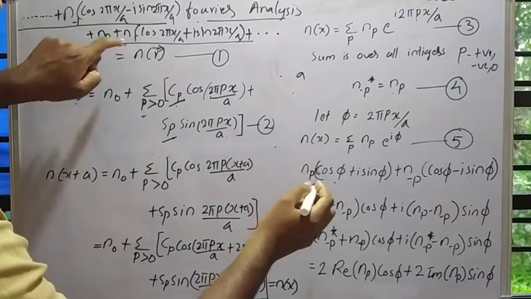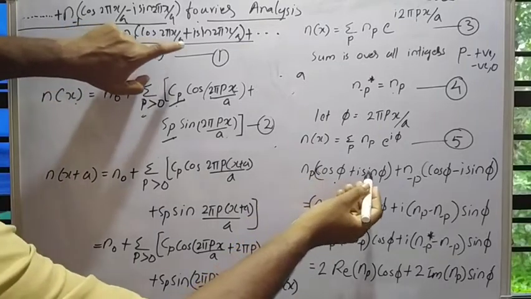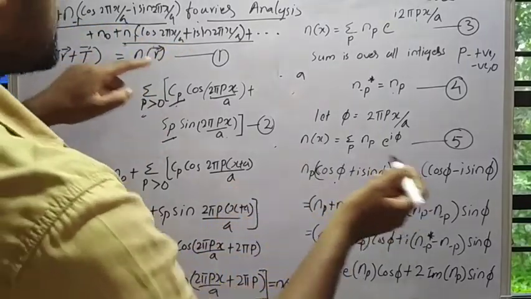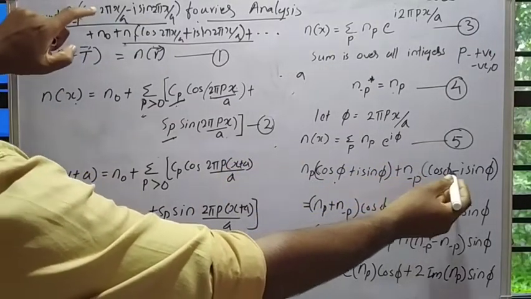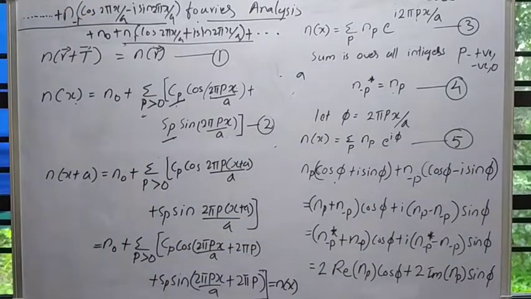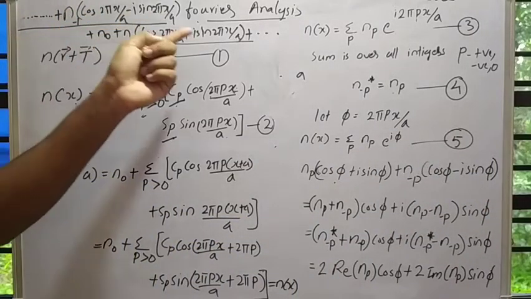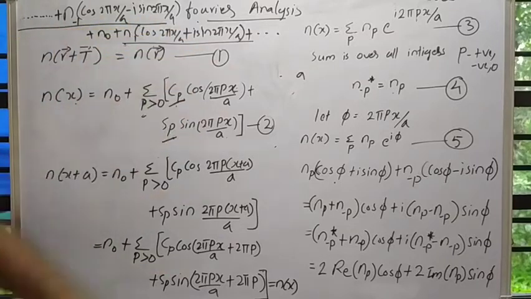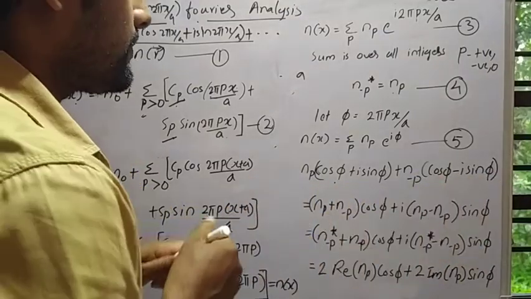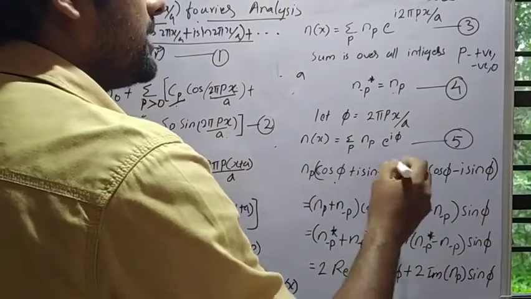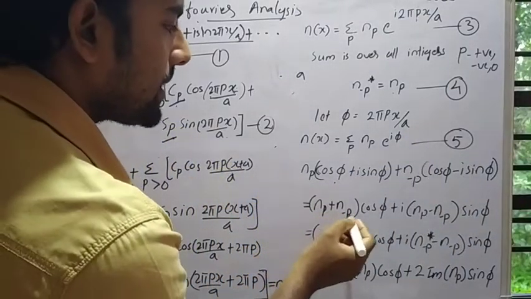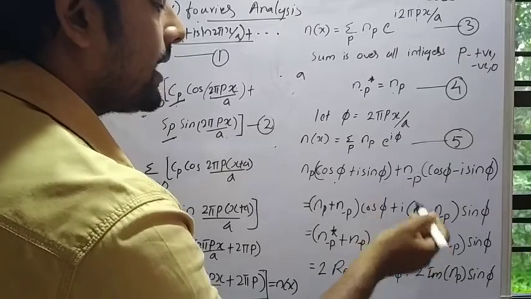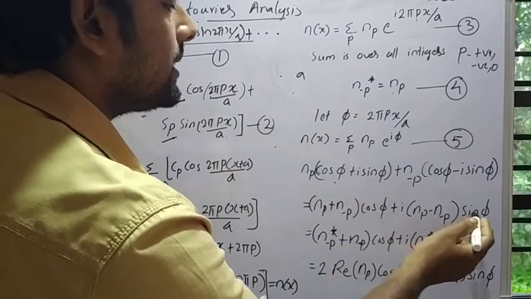The right side of this equation is np(cos phi plus i sin phi), plus the left side of this equation is n minus p(cos phi minus i sin phi). Then I am adding these symmetric terms: np(cos phi plus i sin phi) plus n minus p(cos phi minus i sin phi), and that is equal to (np plus n minus p) cos phi plus i(np minus n minus p) sin phi.